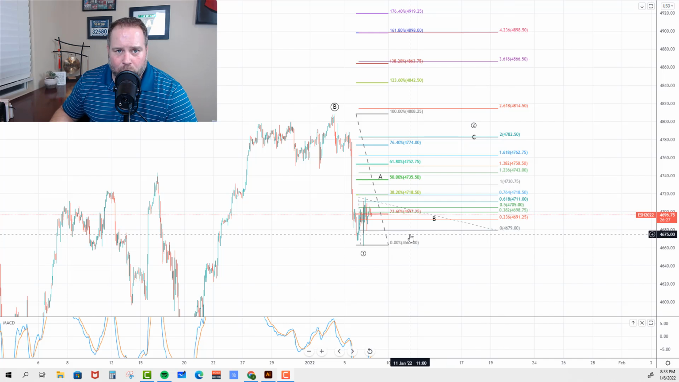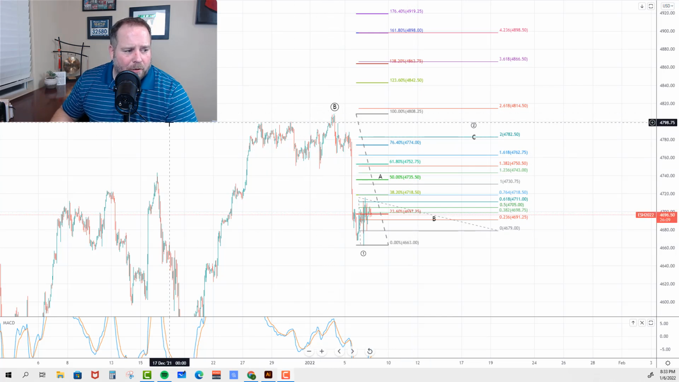Now, the bulls do have a path out of here, and it's a diagonal. And I don't trust diagonals, so it is the alternate path. The primary path is still the C wave down, but we do need to keep our eye on it because it will be a very interesting potential in how it plays out.